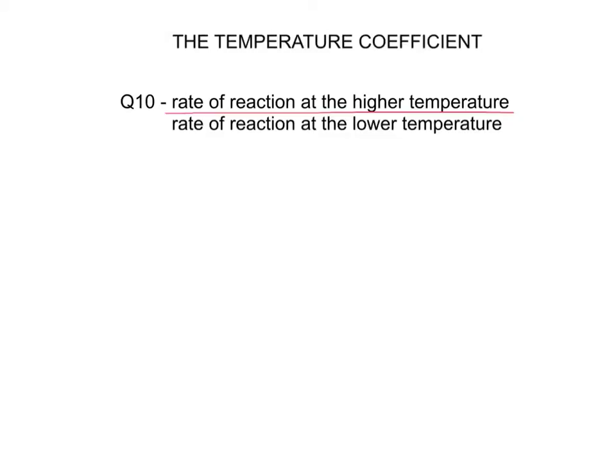And it's using this formula that I've got down on the screen, and it's something called Q10. So the temperature coefficient, or Q10, this is what we refer to, is the rate of the reaction at a higher temperature divided by the rate of reaction at the lower temperature. So let's think of an example, and then we'll see how Q10 is actually calculated.